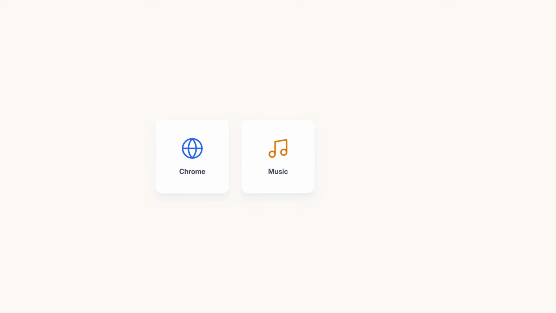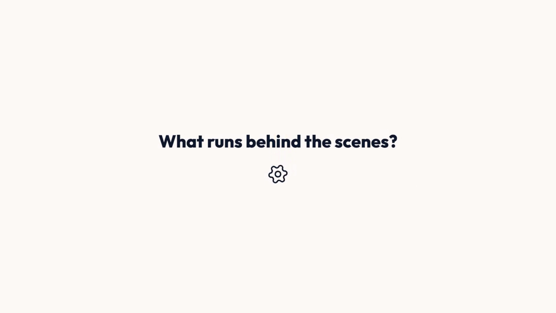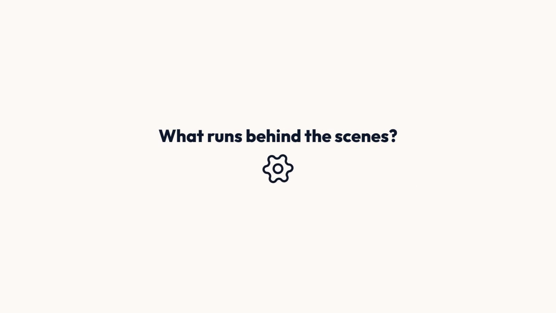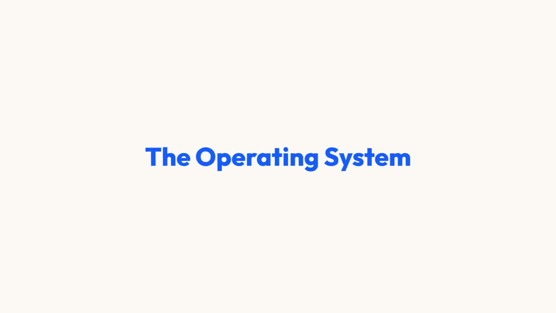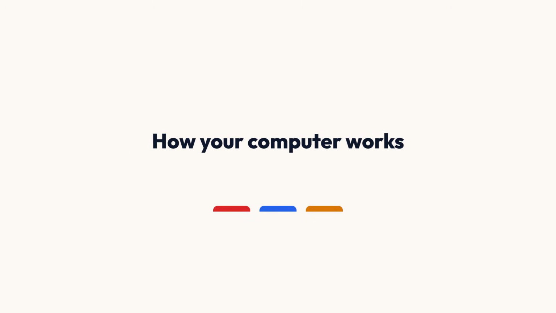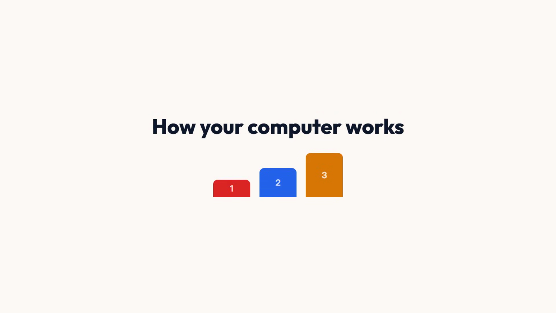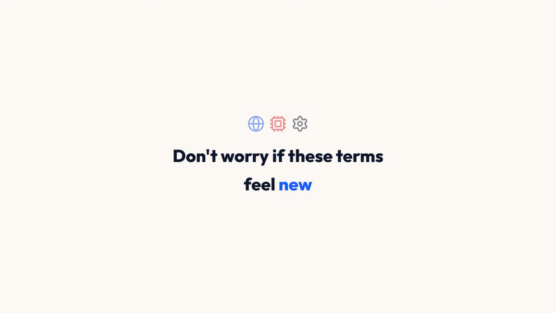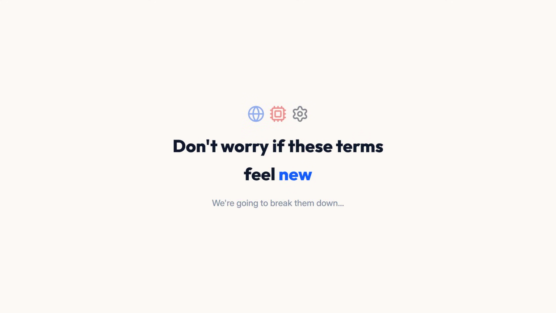Whenever you open Chrome, play music, or save a file, have you ever wondered what is actually running your computer behind the scenes? That invisible system is called the operating system. And this is the first video in a series where we'll understand how your computer really works, step by step. So don't worry if some terms feel new. Everything will become clear as we go.